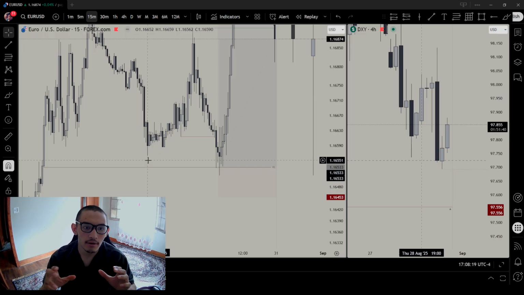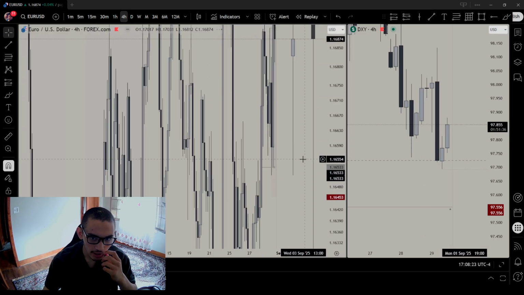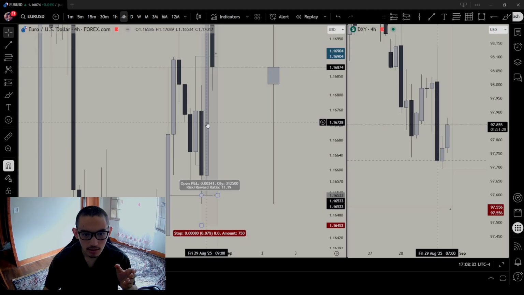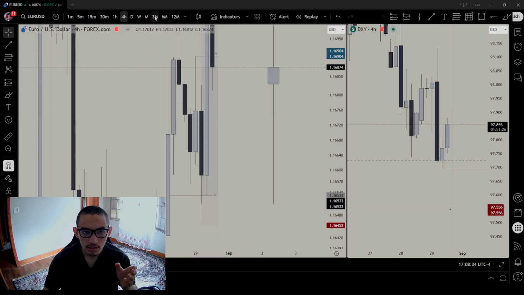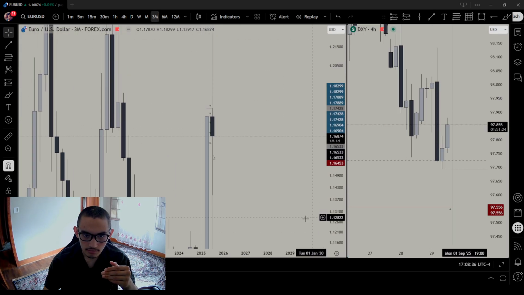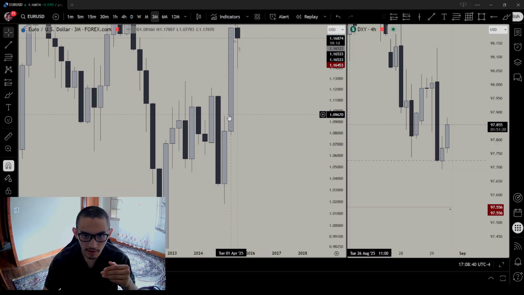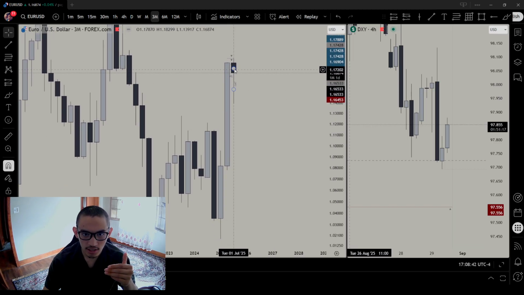No. Look at accumulation, manipulation, expansion, right? So in a forward time frame right here, it's CRT, right? Accumulation, manipulation, expansion, and it's the same on the higher time frame. So CRT on every time frame.